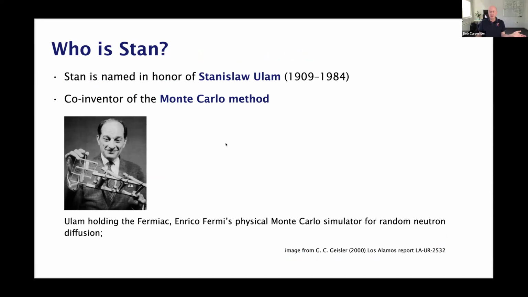So first of all, the big question, who is Stan? Stan is named after a person. It is not an acronym. Do not capitalize it unless you want to shout. It's named after Stanislaw Ulam, who was the co-inventor of the Monte Carlo method and, unfortunately, the co-inventor of the neutron bomb. And he's holding this really cool device, which is something Enrico Fermi developed to actually do Monte Carlo simulation for neutron diffusion. And Fermi actually had a physical device made that you can go look up on Wikipedia. It's super cool. Fermi was amazing. Stanislaw Ulam was cool, but Fermi was really amazing.